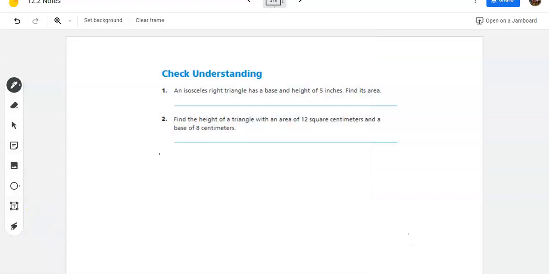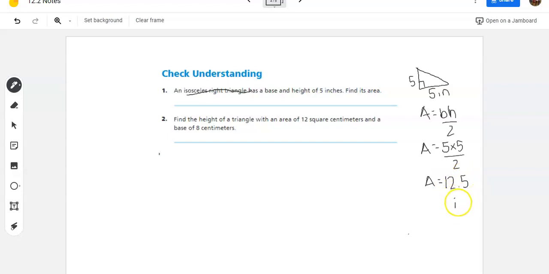Okay, we're on check understanding at the bottom of page 388. An isosceles right triangle, that was supposed to be underlined, I'm sorry, has a base and height of 5 inches. So if you like to draw the shapes, right triangle, we have 5 and 5, and those are inches. And we're going to find its area. So area equals base times height divided by 2. Yes, you have to put that part. So we have 5 times 5 divided by 2. When we plug that into our calculator, we get 12.5 inches squared. And so that's your answer all the way up here for number 1.